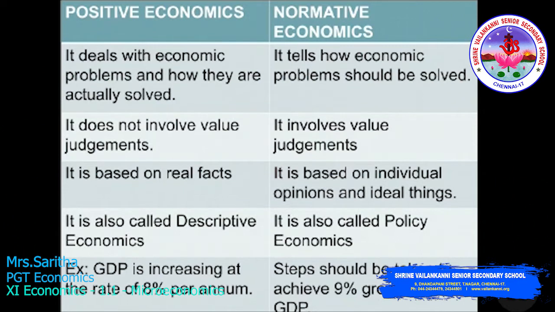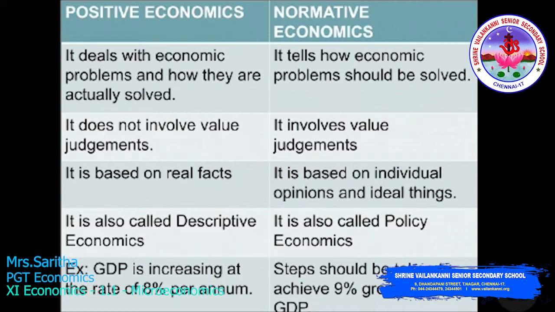Positive economics deals with what is. Normative economics deals with what ought to be. So positive economics deals with economic problems and how they are actually solved. Normative economics tells how economic problems should be solved. No value judgment is made on the outcome in positive economics, while value judgment is made in normative economics. It does not involve any value judgments, while normative involves value judgments. It is based on real fact, while normative is based on individual opinion and ideal things.